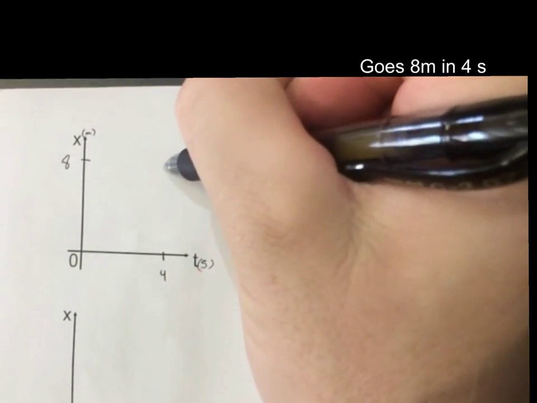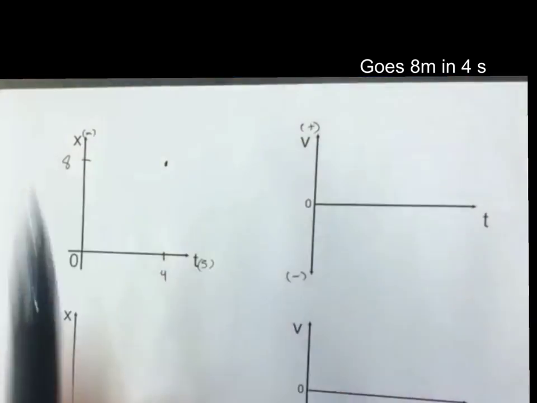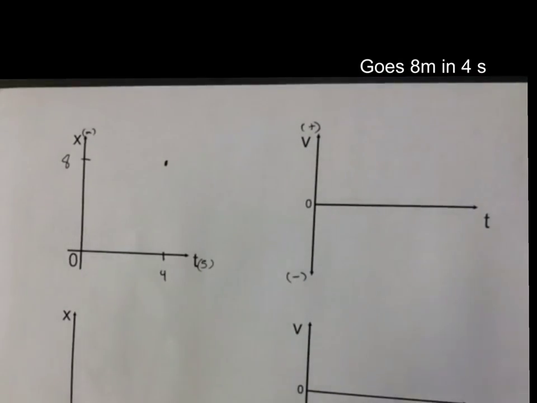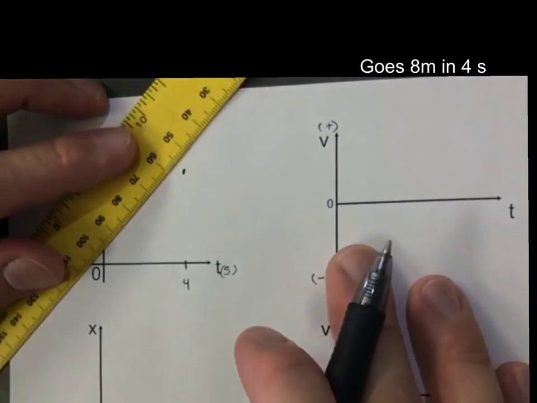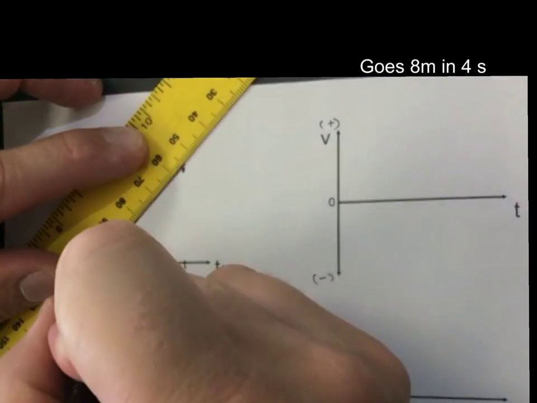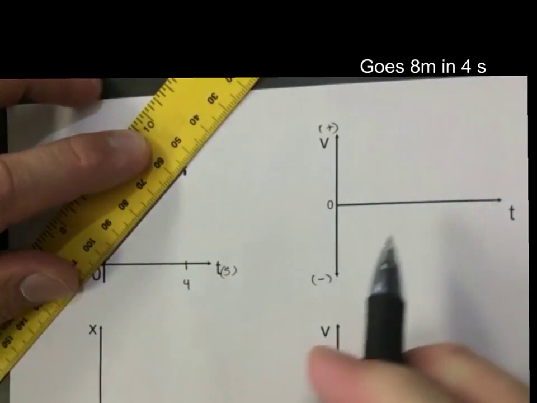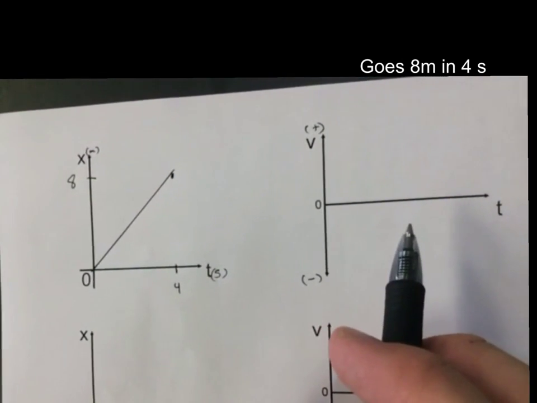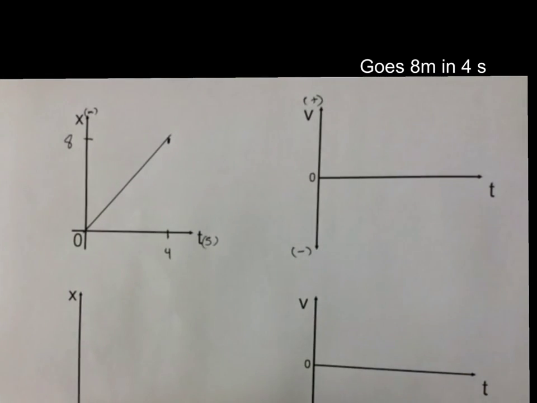Now we know that that object is going to travel those 8 meters in those 4 seconds, and so its location or its position would be located about there. Since the object is traveling at a constant velocity, we know that it would be traveling with a straight line, and it said it started at 0. Okay, so there we go. Now how do we go about getting a velocity versus time graph from this? Well, that's just what it is.